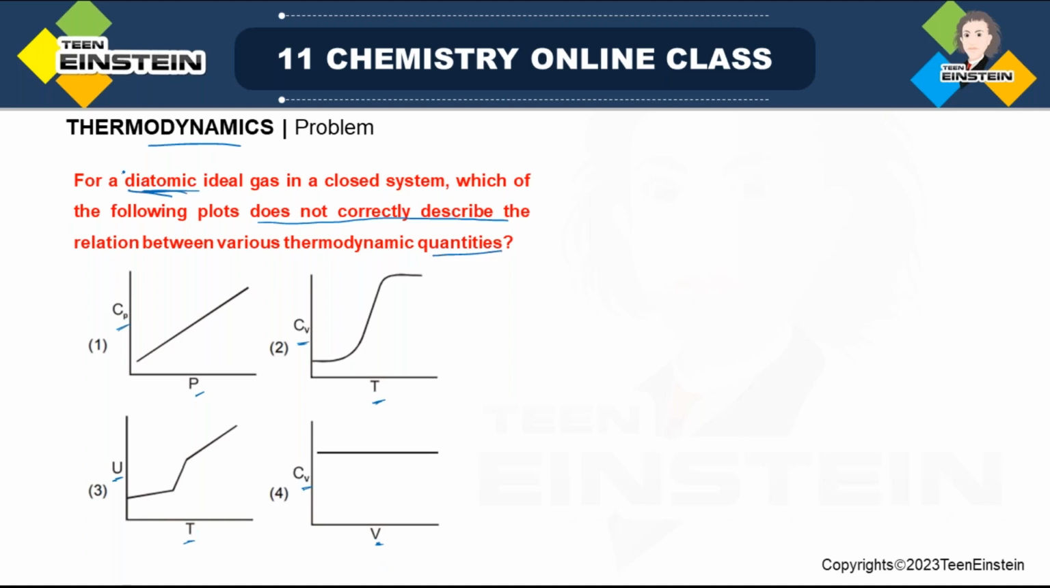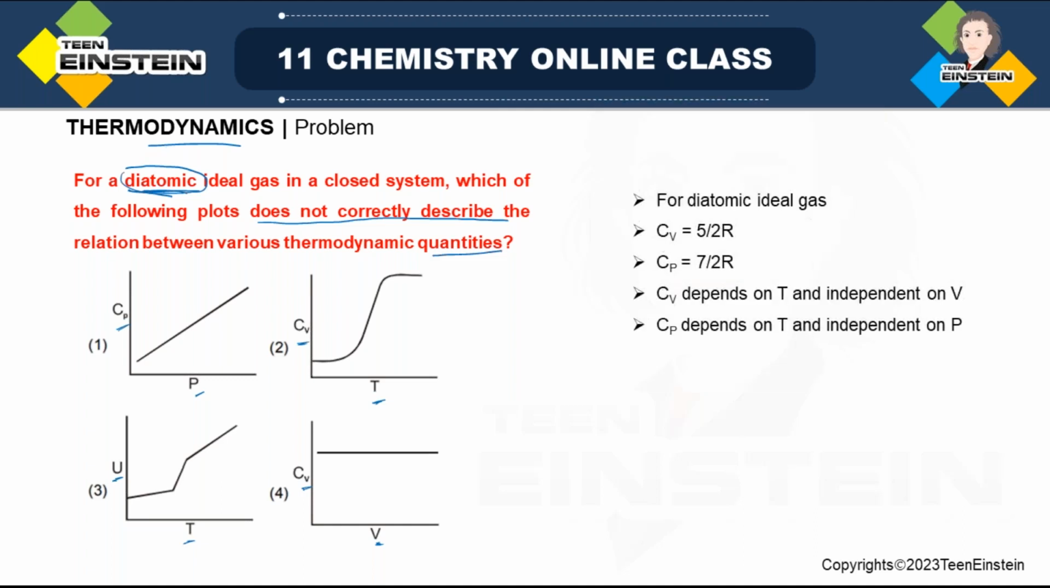As it is mentioned diatomic, first of all, depending on monoatomic gas or diatomic gas, there are different values of Cp and Cv possible. That we have to memorize. There is no other option. So basically, if it is monoatomic, Cv value is 3 by 2 R. But remember, for diatomic ideal gas, it is 5 by 2 R. And when Cv is 5 by 2 R, Cp is this value.